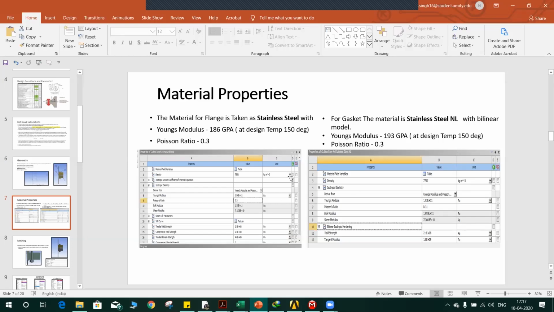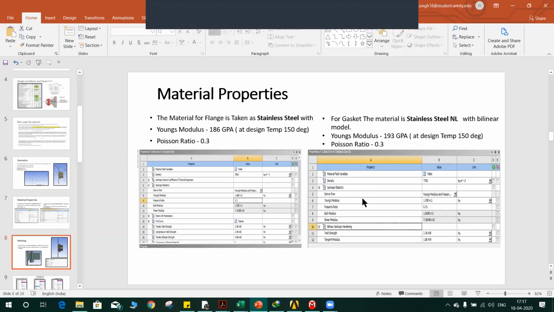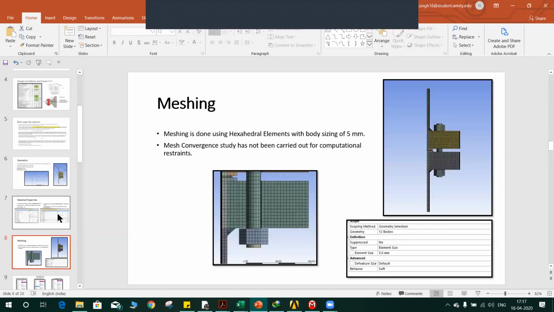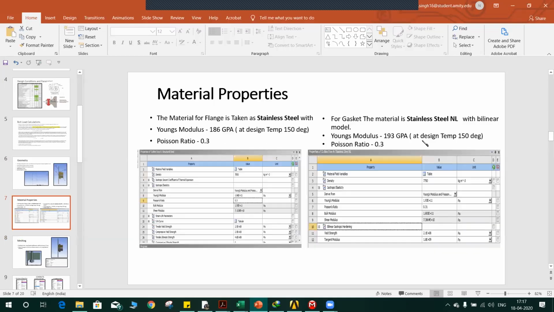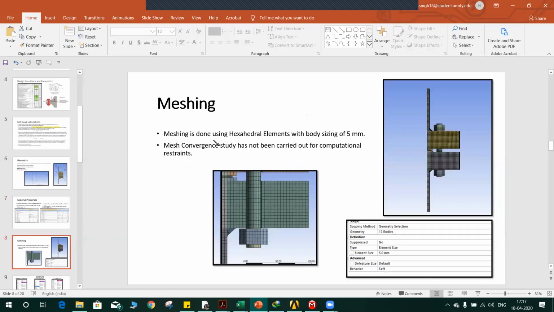I would like to tell you that the whole analysis is done as a linear elastic analysis, but the material only for the gasket is used non-linear. This is the mesh. Due to design constraints, due to the computer constraints, I have used 5 mm element size. I could not go finer than this, and that's why I have not done any mesh convergence study. But yet I saw that the stresses I got were very close to my analytical results. So I have not done a mesh convergence study over here.